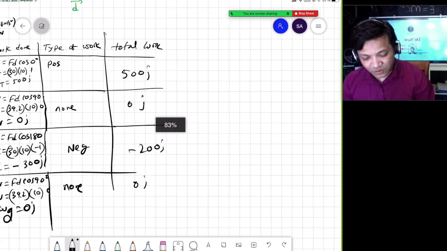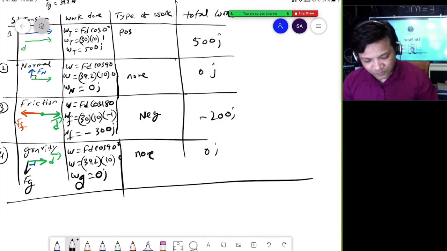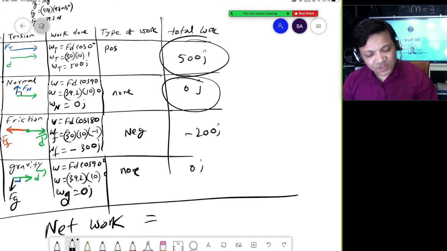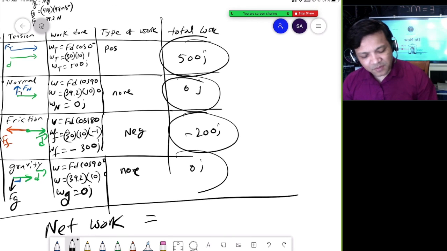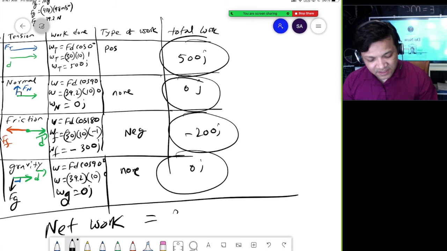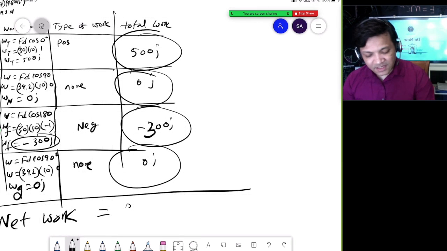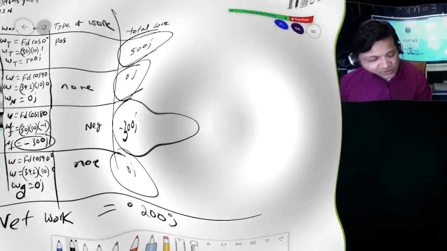Now we're going to find the net work. So finally we're going to find the net work. Net work is work done by tension force plus work done by normal force plus work done by friction force plus work done by gravity, and all together if you add them up, this one is 300, I believe. This one is 300. So if you add them up all together, you're going to see total work done is 200 joules.